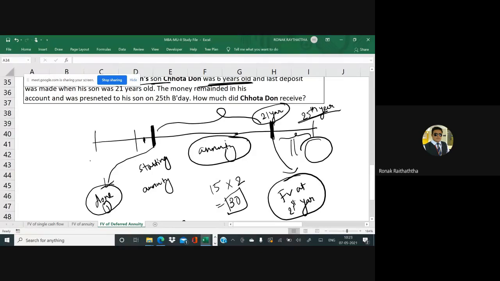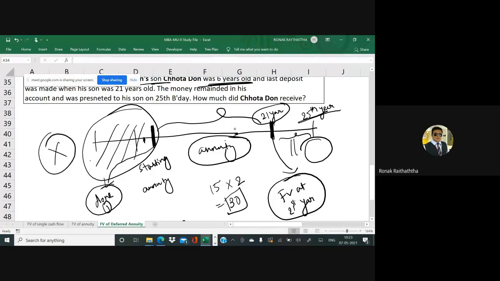We'll see what to do with the FV of the 21st year. We'll see that later on. But now you have understood that's again a deferred annuity. Whatever the deferment period is, that period will be ignored.